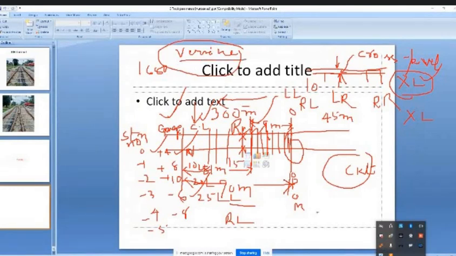If it is points and crossings, the parameters will be still different. There we will get the tongue rail, stock rail, where the joint is. Those things are different. That is why, from derailment to derailment, the readings will change. Any doubts for anybody?